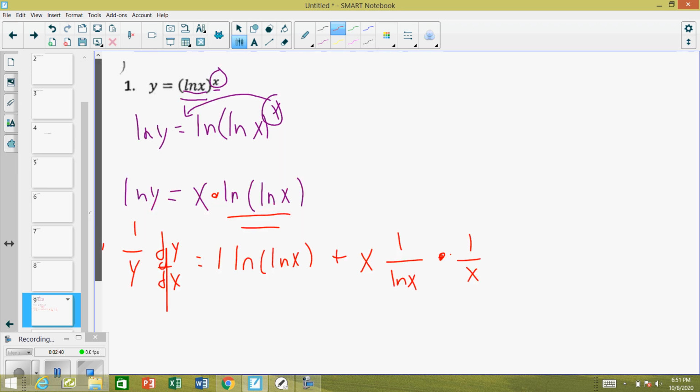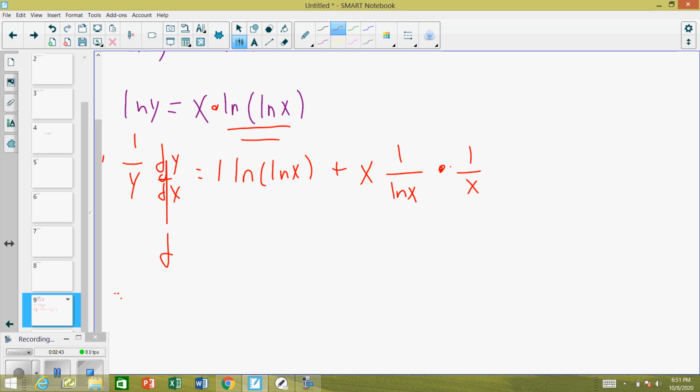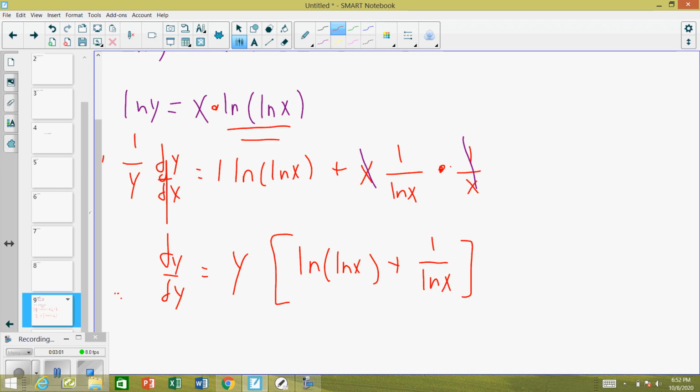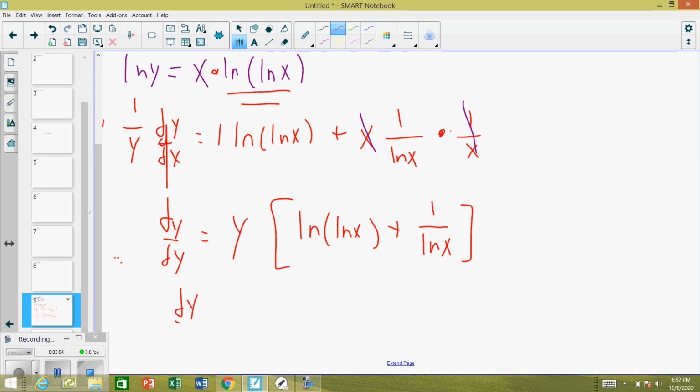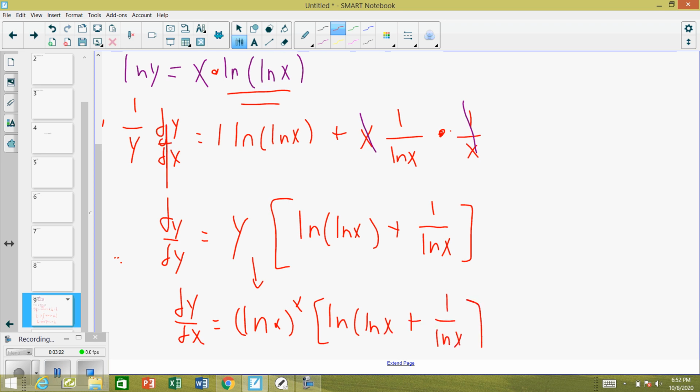We get dy over dx by itself by multiplying by y. So we have y times, this is ln of x, plus, and honestly, the x and the 1 over x cancels out, so really all I have right here is 1 over ln of x. But remember, we do not like having just y in there. It has to be all in terms of just x. So I'm going to plug back in what y was, which was the ln of x raised to the x. And we're going to multiply by ln x plus 1 over ln x.